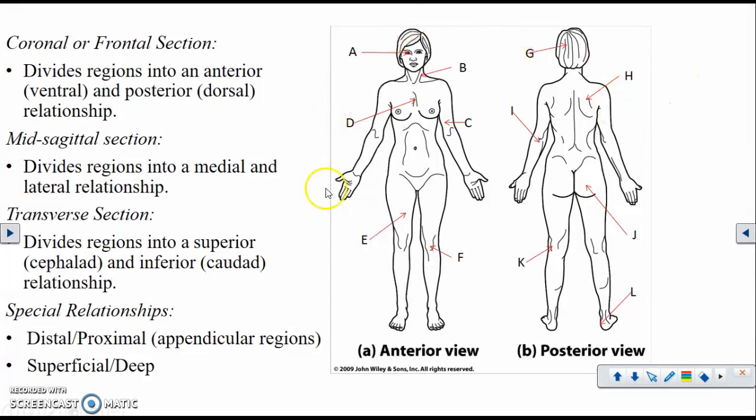Okay, so this is the anatomic position. Okay, standing upright, eyes forward, palms facing forward. That's actually the anatomic position. So this is the anterior view, meaning it's facing you, and this is the posterior view. Okay, so the back side of this actual model, or this diagram in this case.